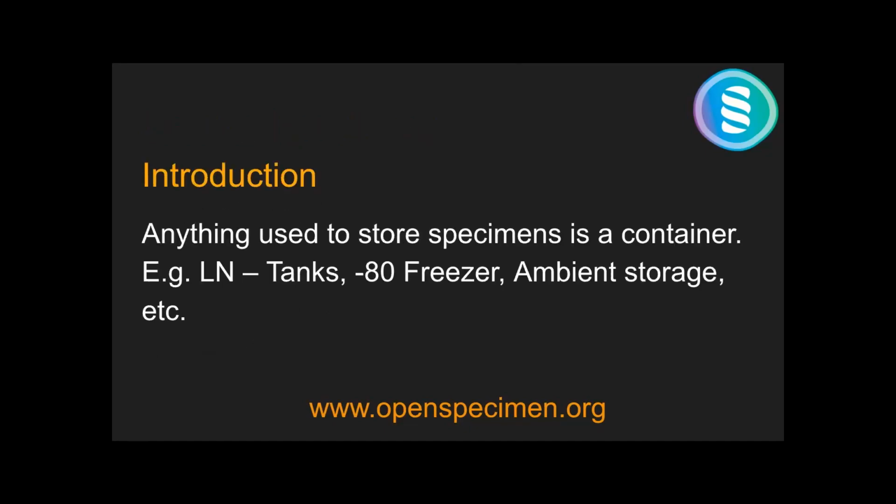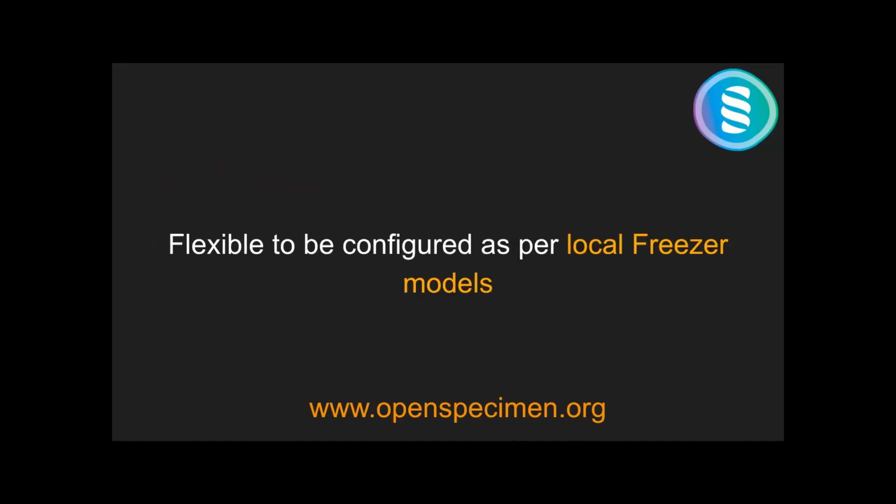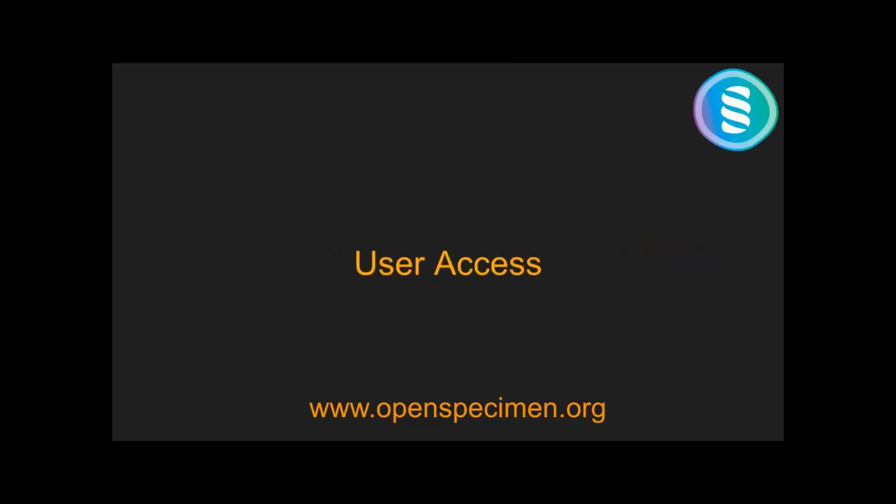So to get started, anything used to store specimens is called a container. It can be liquid nitrogen tanks, -80 freezers, ambient storage, and any similar equipment that you have. Basically, OpenSpecimen is flexible enough to be configured as per your local freezer model. Just to give you a random example, if you open any -80 or -20 freezer which you have at your facility, whatever you see in front of you can be configured in OpenSpecimen. We'll see this in a bit more detail.